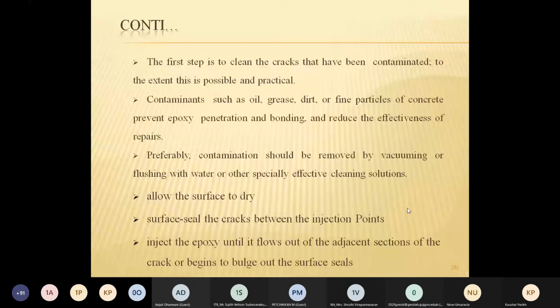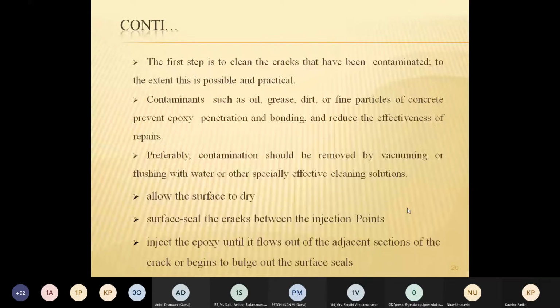The first step is to clean the cracks that have been contaminated, to the extent that is possible and practical. Why? Because cleaning is the first step. If there is certain debris, then it is difficult to join the particles. Contamination like oil, grease, dirt, and fine particles of concrete will prevent epoxy penetration and bonding, and will reduce the effectiveness of the repairs. Hence, we have to first of all remove that.